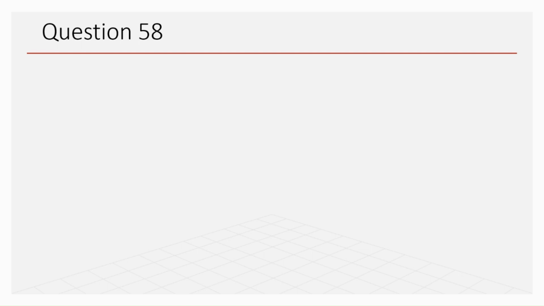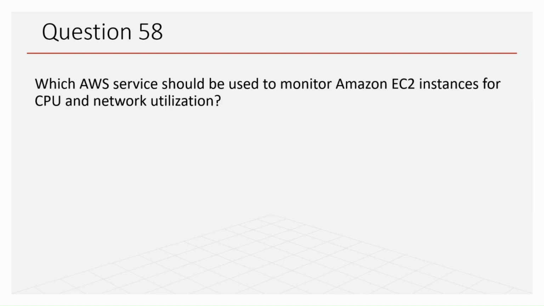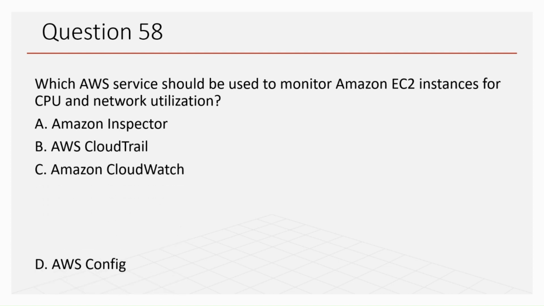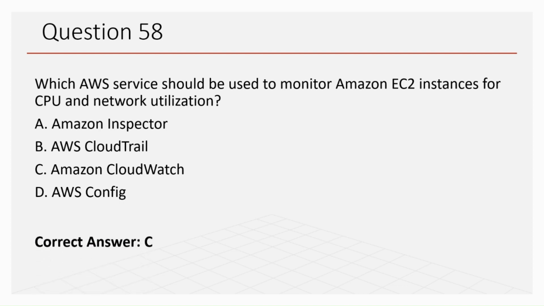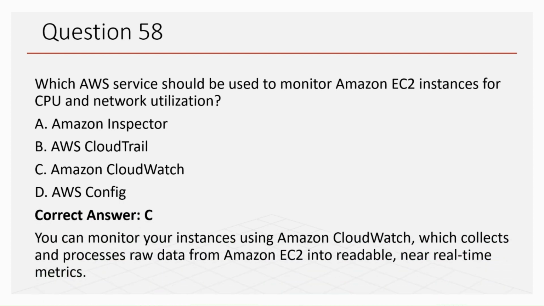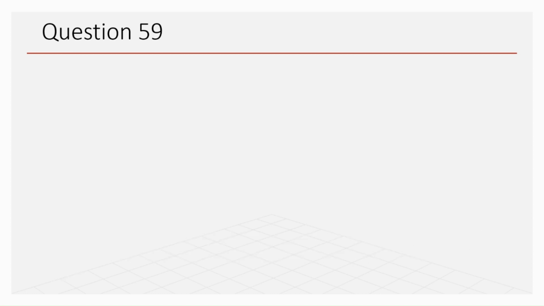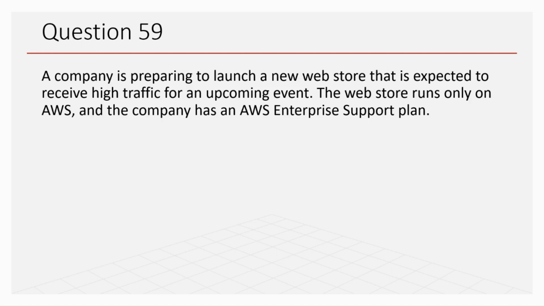Now let's look into the next question. Question number 58. Which AWS service should be used to monitor Amazon EC2 instances for CPU and network utilization? And the options are A, Amazon Inspector, B, AWS CloudTrail, C, Amazon CloudWatch, D, AWS Config. And the correct option is C, Amazon CloudWatch. You can monitor your instances using Amazon CloudWatch, which collects and processes raw data from Amazon EC2 into readable near real-time metrics.